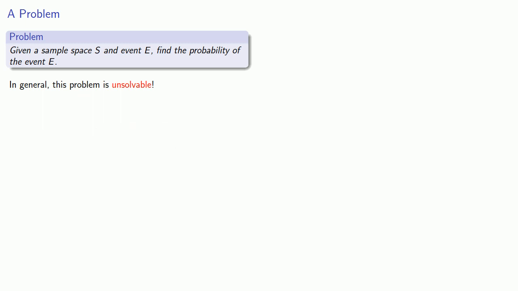Now, if you're in a math class and you run into an unsolvable problem, you say, it's unsolvable, and go on to the next problem. That doesn't really work so well in real life. In real life, if a problem is unsolvable, you still have to do your best to figure out how you can get around it. So let's consider this.